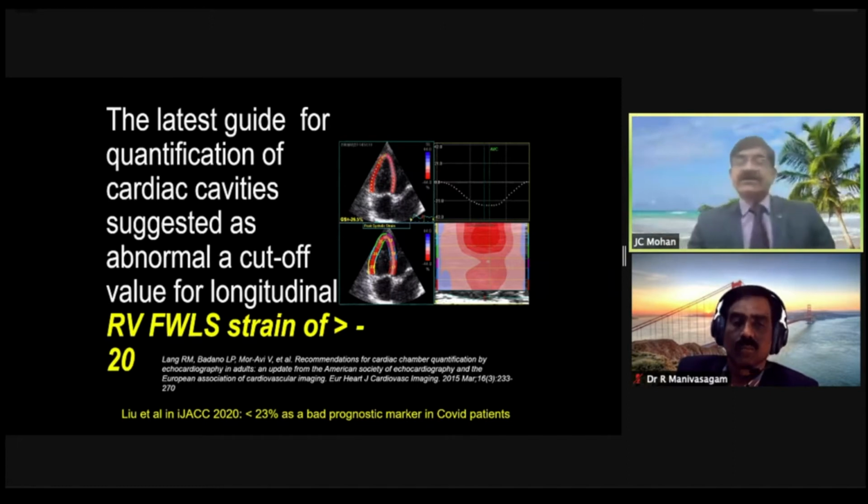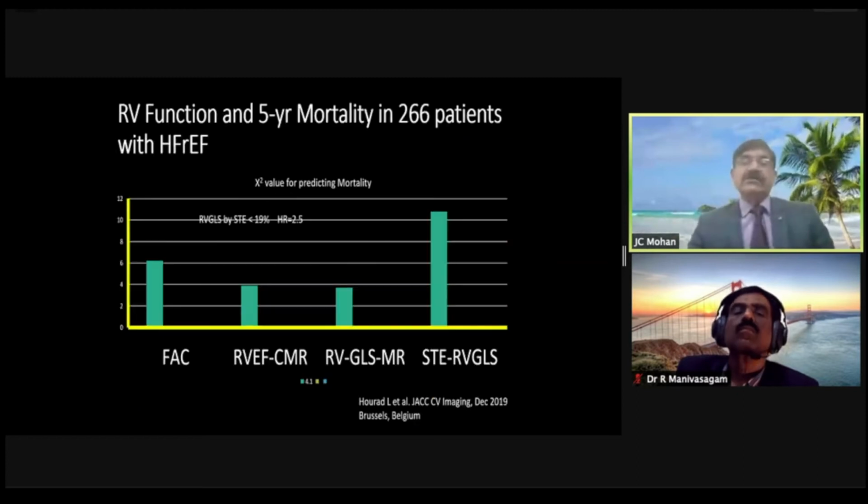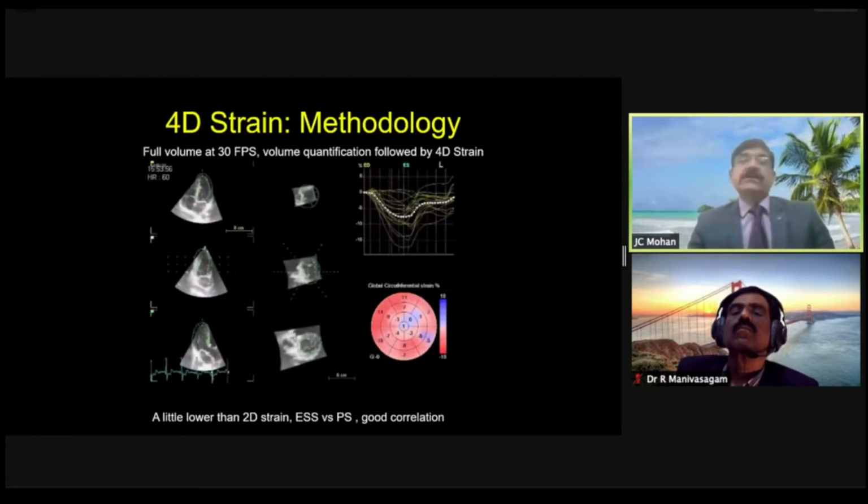Interesting data are being generated with the help of strain imaging. Recently, strain imaging was used for heart failure, for RV strain imaging, and you see on the extreme right that the best value for prognosis was given by speckle tracking derived right ventricle global longitudinal strain with regard to prognosis in heart failure with reduced ejection fraction.